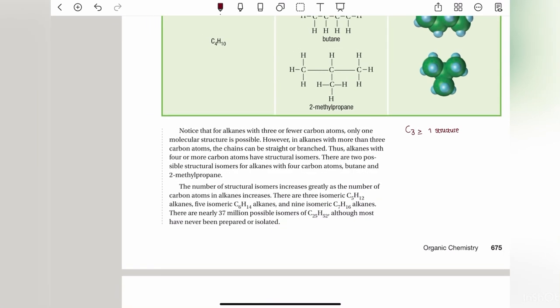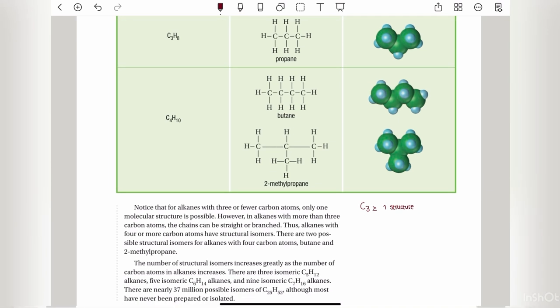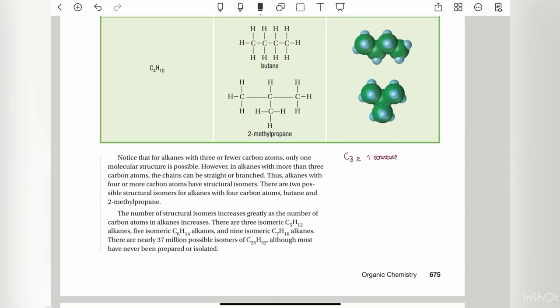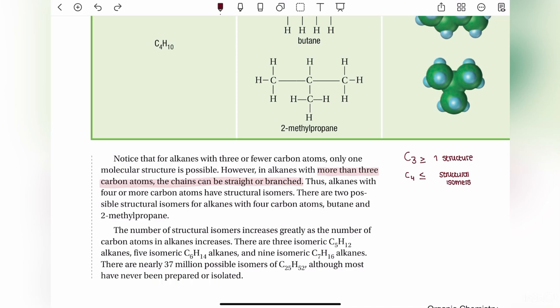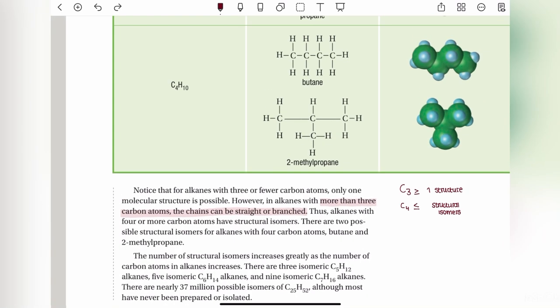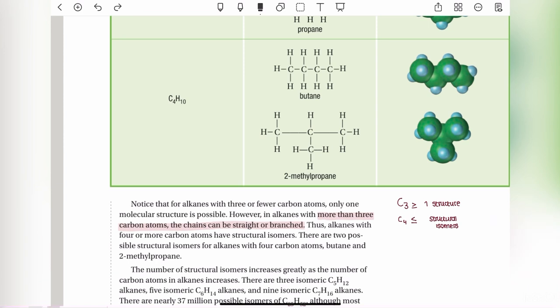However, in alkanes with more than 3 carbon atoms, the chains can be straight or branched, which is why alkanes with 4 or more carbon atoms have structural isomers. And if you notice, they are structural, butane and 2-methylpropane, because they do look different right away. It's not just that the location of atoms is rearranged in space, but they have a different structure. They're branched. So yeah, molecules that have more than 3 carbon atoms can have a straight or a branched structure, as we see in this case as well.